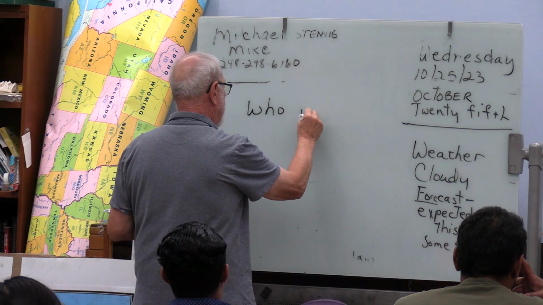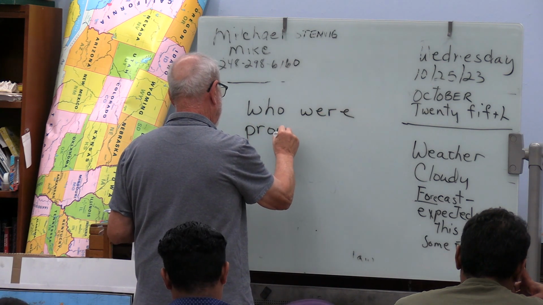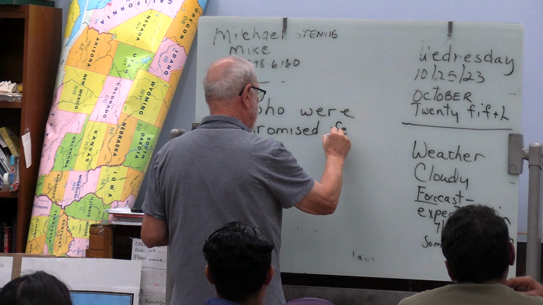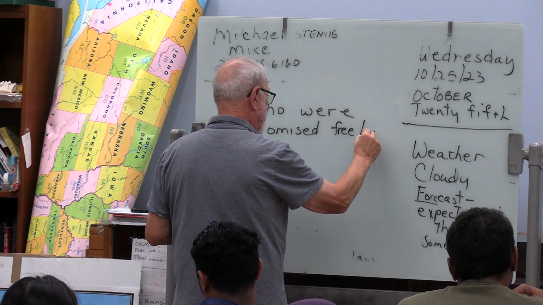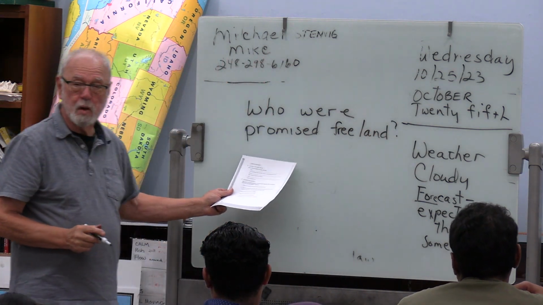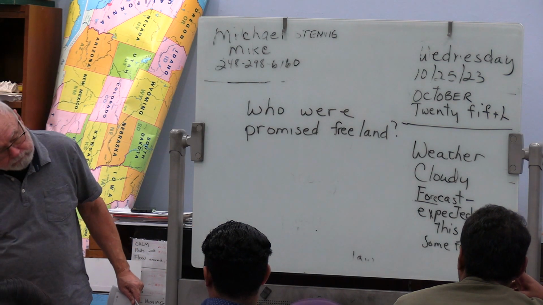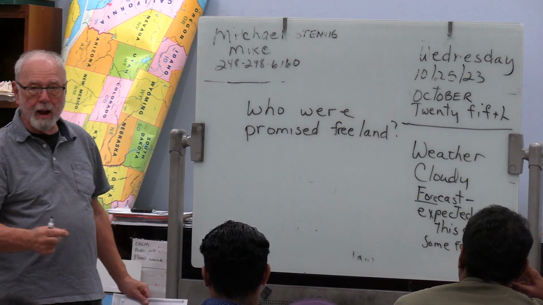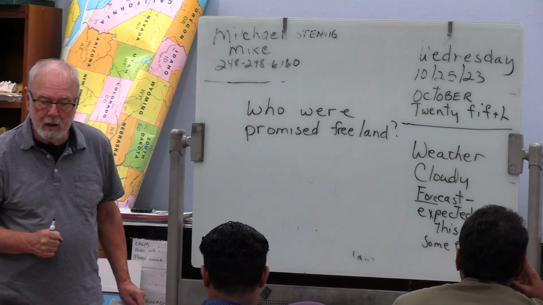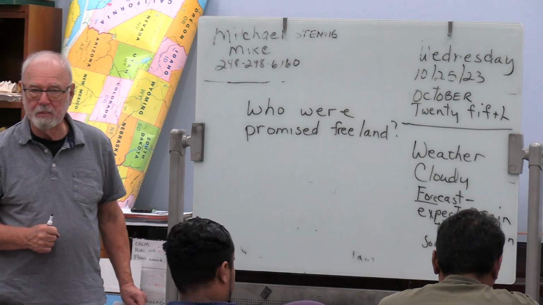Who were promising? Promised. What's this word? Promised. Promise. He promised to pay me more money. He promised me a new buffalo. I'm going to ride a buffalo to work tomorrow.